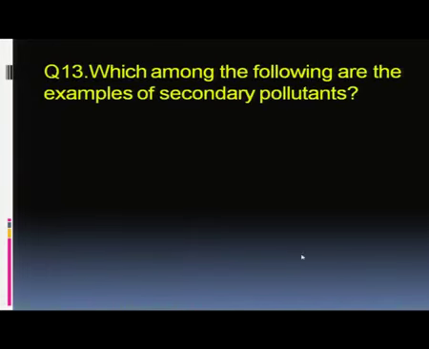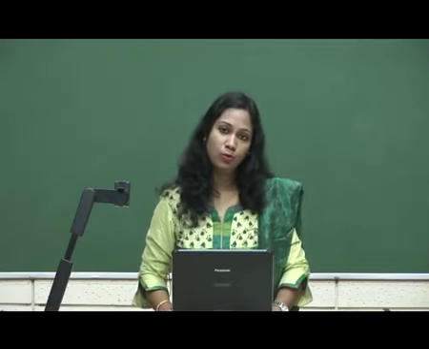Next, which among the following are the examples of secondary pollutants? Pollutants, what are pollutants? They are the contaminants. For example, if we talk about air pollutants, the air has a composition which comprises nitrogen, oxygen, carbon dioxide, water vapor and other gases. If their concentration increases or if there is a substance which is other than what should be present in its composition, that is termed as a contaminant or pollutant.